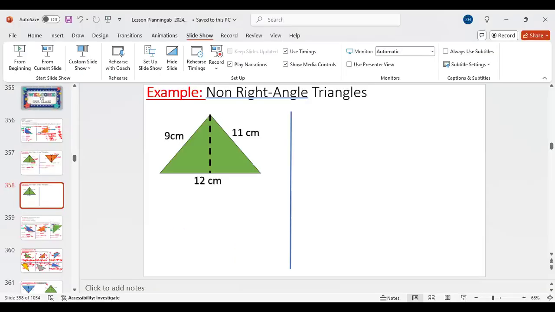Okay, so what numbers are you going to use? I'm going to use 9, because it's the shortest height. Okay, 9 divided by 12. Who else says you're going to use 9? 9 times what? 9 times 12.